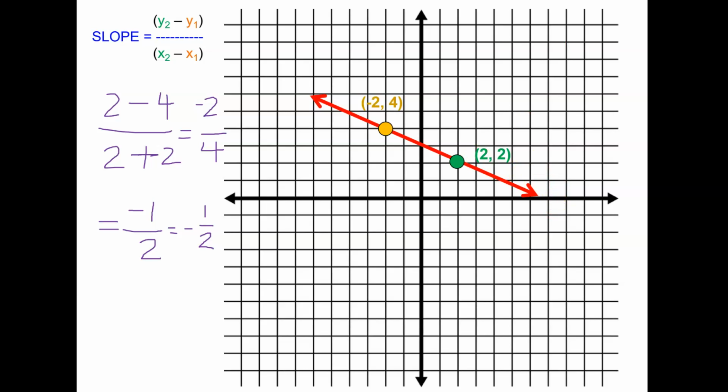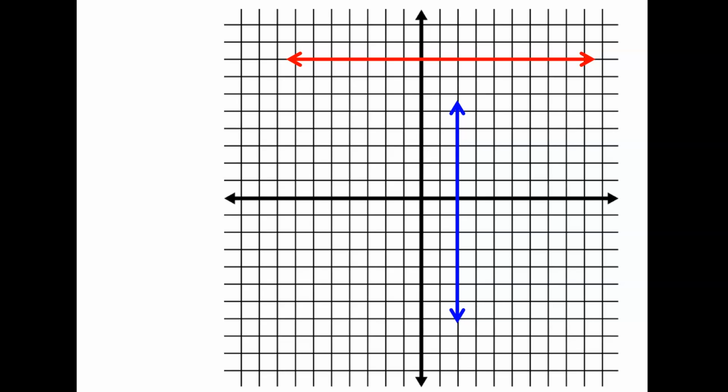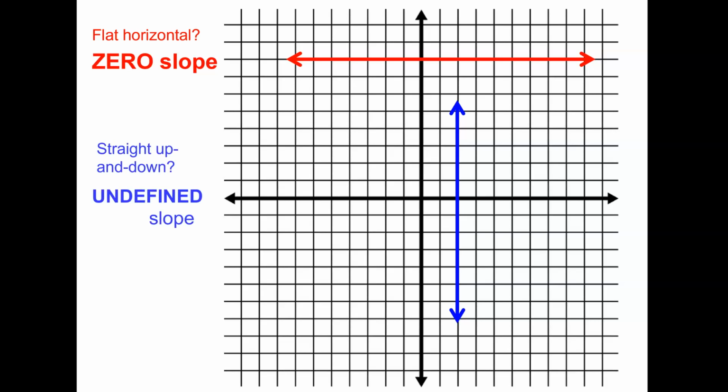There are two exceptions to this rule. What if the path runs straight across, or what if the path runs straight up and down? The red line is completely flat. It doesn't have any slantiness or steepness at all. Its slope value is 0. The opposite of this is if it runs straight up and down vertically. The blue line has an undefined slope, or an infinite slope. These are special cases you might run into here and there.